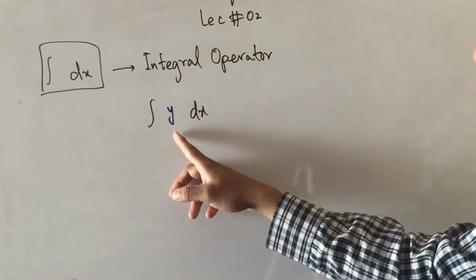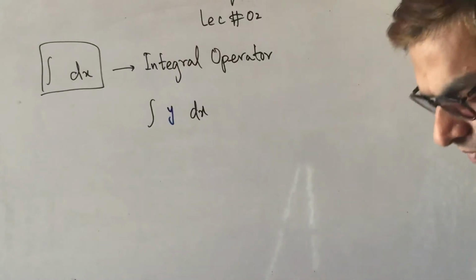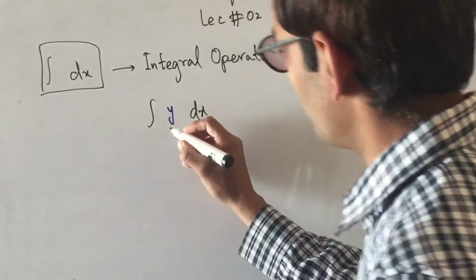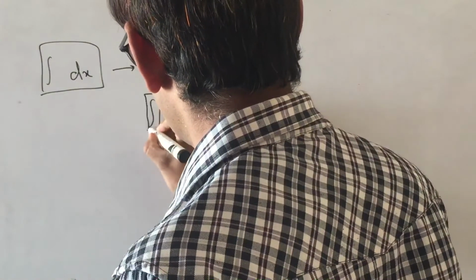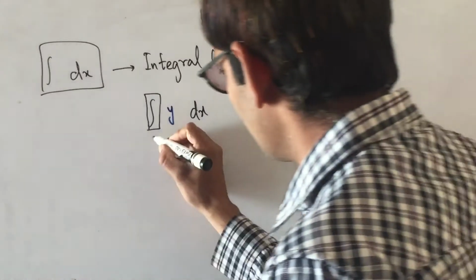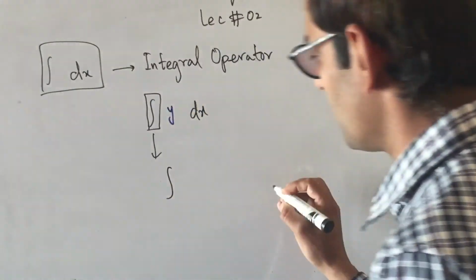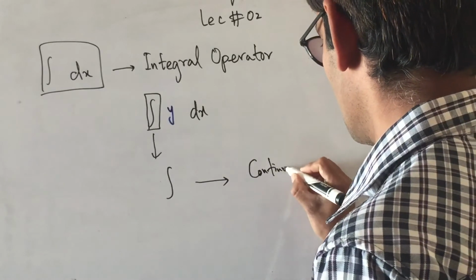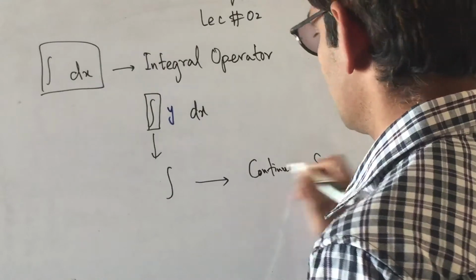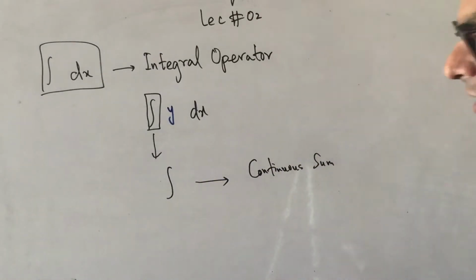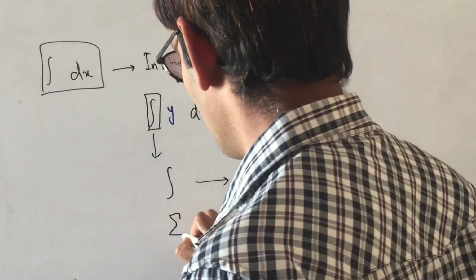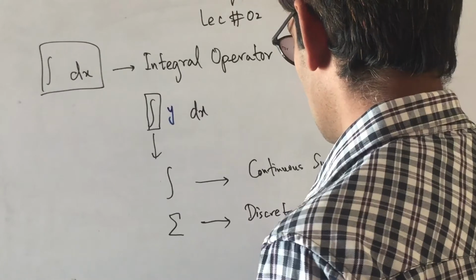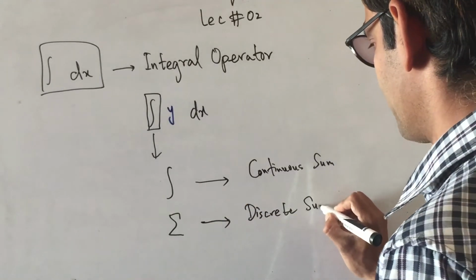This equation must be a function. Now I want to teach you this symbol, one by one. This symbol means a continuous sum. Whenever you see this symbol, you are adding continuously. And this other symbol is used for a discrete sum.